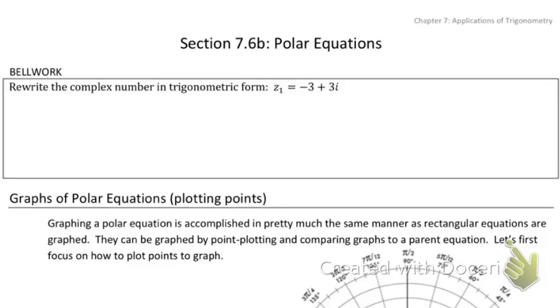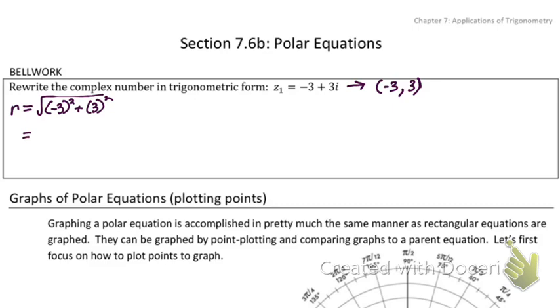Trigonometric form, which means I need an r value and a theta value. To get our r value and theta value, the first thing I'm going to do is say, well, realistically, this is the point -3, 3 when I put it on the imaginary plane. If it's -3, 3, that means our r value, our length, is going to be the square root of -3 squared plus 3 squared.